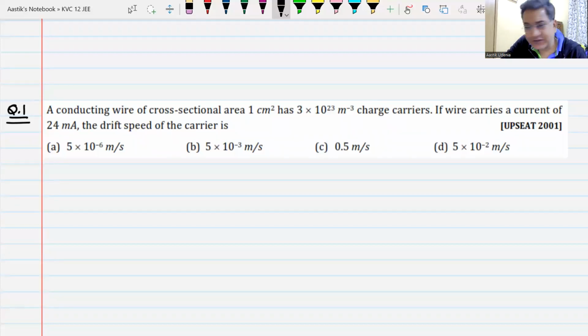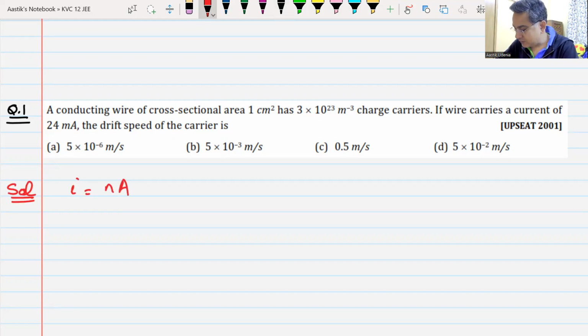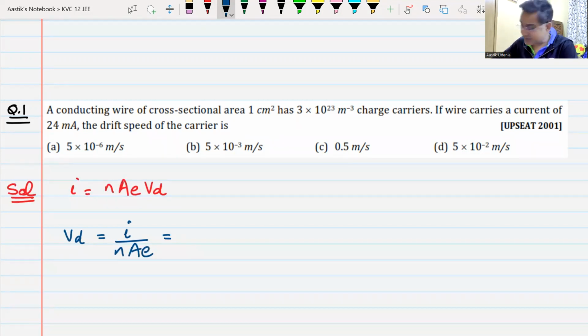So I think you have tried the question. It is a very simple, straightforward question. I is equal to N A E into VD. So from here I can straight away write the drift speed VD as I divided by N into A into E. You just have to write it in the correct units.